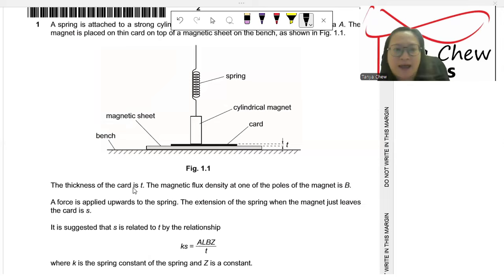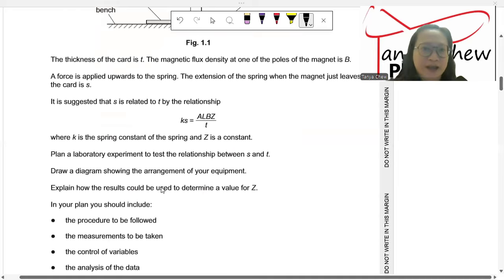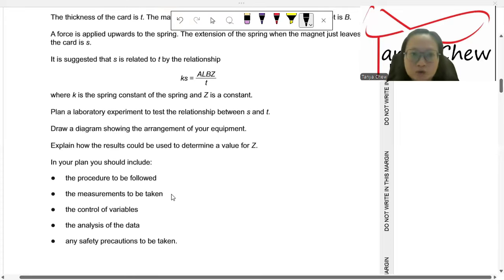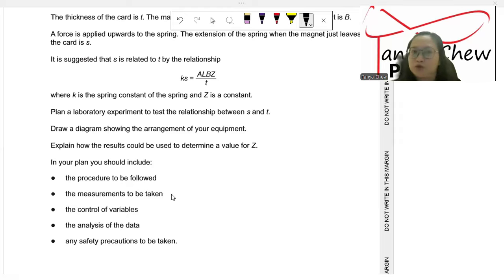It is suggested that S is related to T by the relationship KS equals ALBZ over T, where K is the spring constant of the spring and Z is a constant. Plan a laboratory experiment to test the relationship between S and T and draw a diagram showing the arrangement of your equipment. Explain how the results could be used to determine a value for Z. In your plan, you should include the procedure to be followed, the measurements to be taken, the control variables, more than one, the analysis of the data, and any safety precautions to be taken.